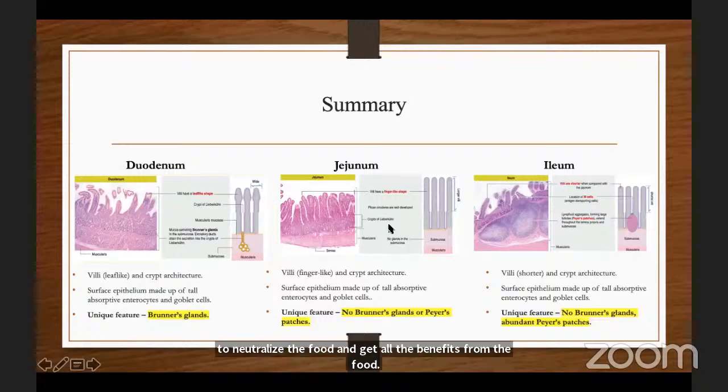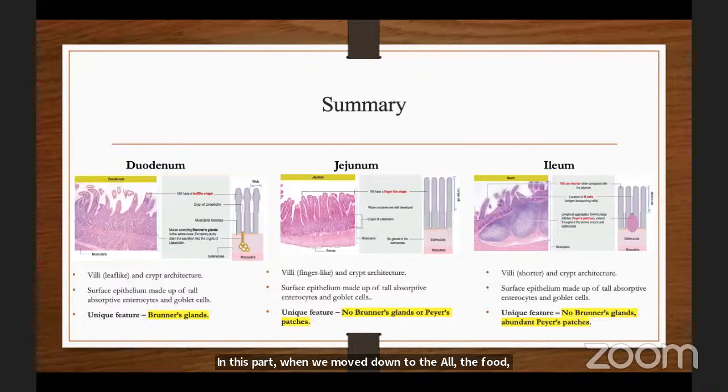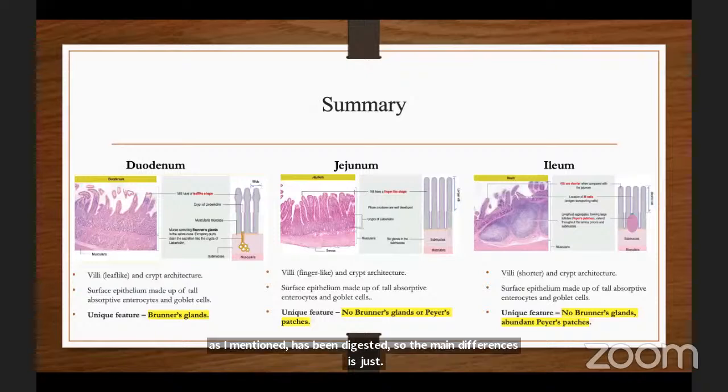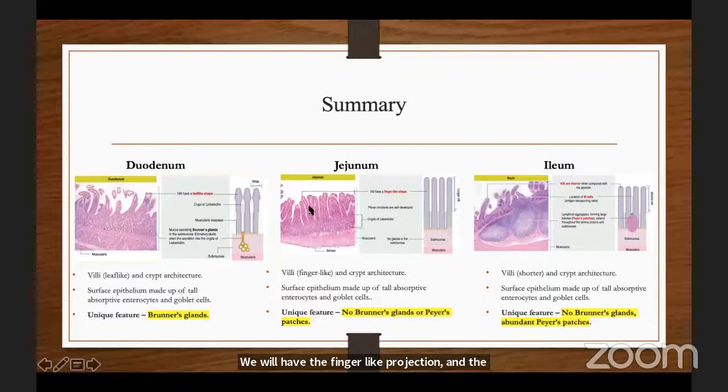When we move down to the jejunum, all the food, as I mentioned, has been digested. So the main difference is just we will have the finger-like projection, and the finger-like projection will be lower in size compared to the large leaf-shaped villi seen in the duodenum. Of course, we will have no Brunner's glands because, as I mentioned, the food has been neutralized. So the food will pass safely to the next part, which is the ileum.